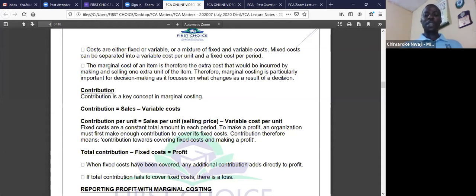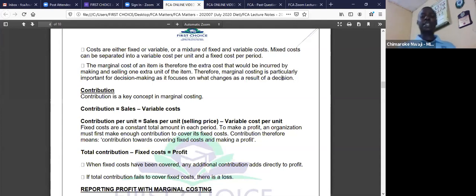Now let's assume that you made additional 1,000 naira contribution. Now as you are adding 1,000 naira to your contribution to increase it by 1,000, your profit is also being increased by 1,000. So that's what we mean that once your fixed costs have been covered, any additional contribution is directly adding to profits. If total contribution fails to cover fixed costs, then there is a loss. So that means you have 10,000 naira, your contribution is 8,000 naira, you are making a loss. Loss of how much? Loss of 2,000 naira.